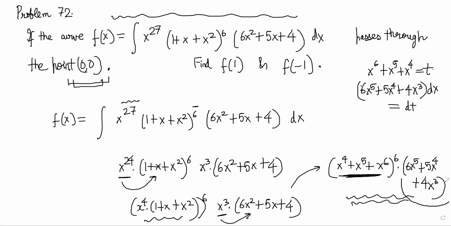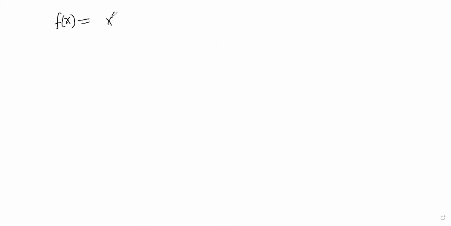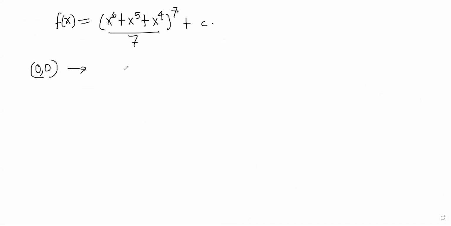And notice that this term is already present here. So basically the integral becomes f of x equal to the integral of t to the power 6 dt, and therefore it is t power 7 by 7. And what was my t? My t was this quantity. So your f of x is (x to the power 6 plus x to the power 5 plus x to the power 4) whole to the power 7 divided by 7 plus c. And the question has already told us that it passes through the point (0, 0), which means f of 0 is equal to 0, which implies that if you put 0 here, you'll get c is equal to 0.